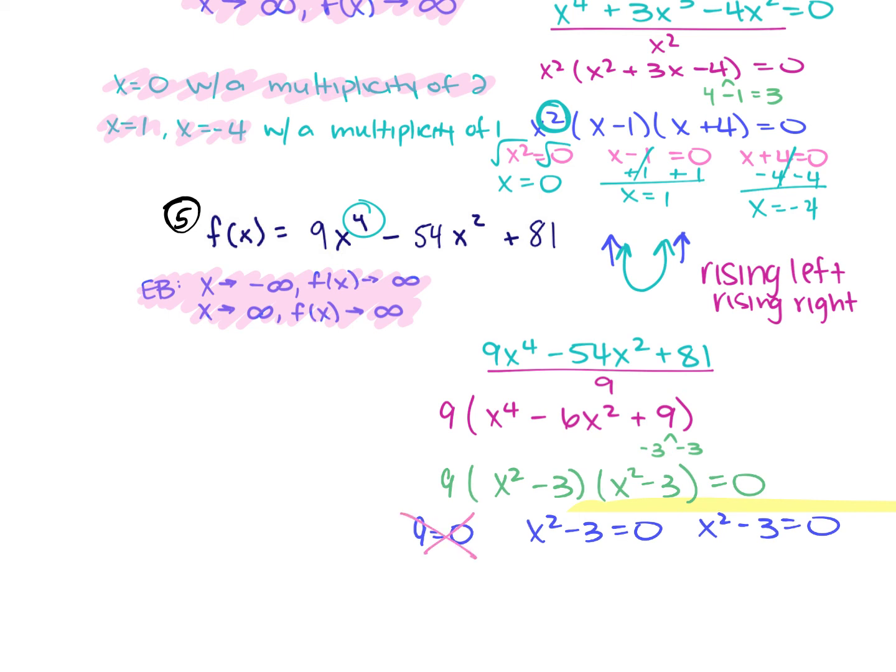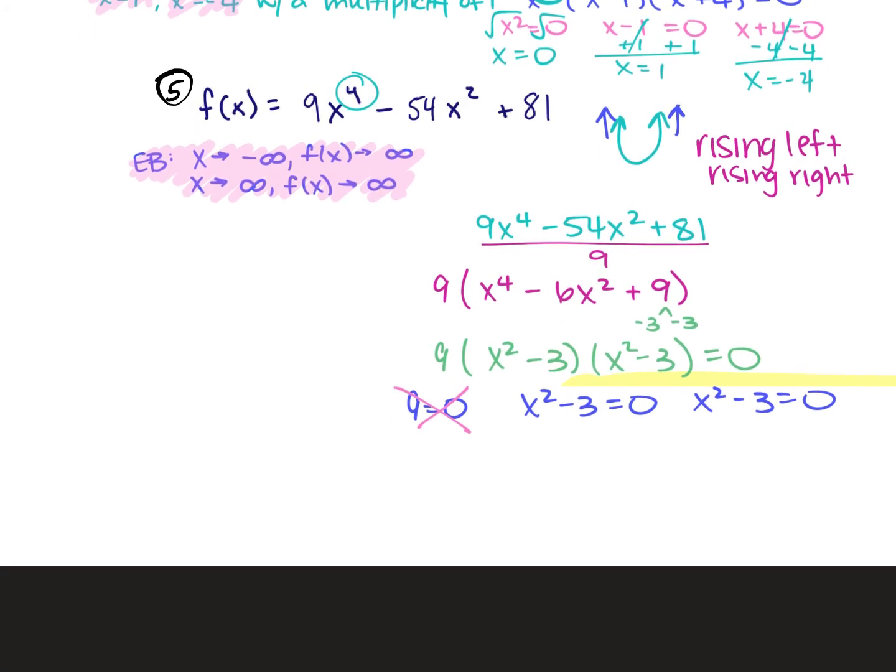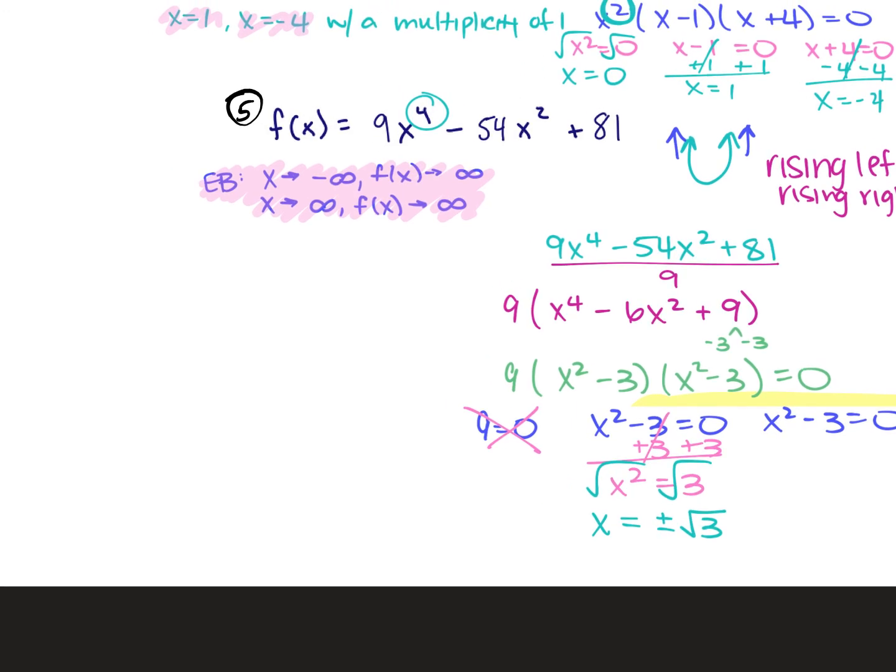The x squared minus 3 is equal to 0. How many times do you see that? Twice. So whatever you get for your answer, it's going to have a multiplicity of 2. So the x squared minus 3 is equal to 0. Move your 3 over. Add it to both sides. You have x squared is equal to 3. From there, take the square root of both sides. You get x is equal to plus or minus the square root of 3. So you have this happening twice. So your zeros: x is equal to plus or minus square root of 3, multiplicity of 2. Good.